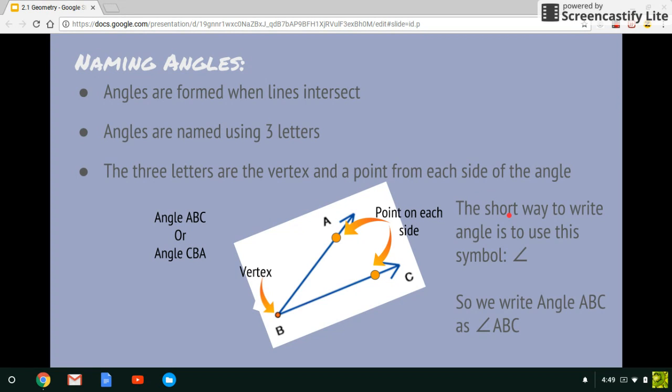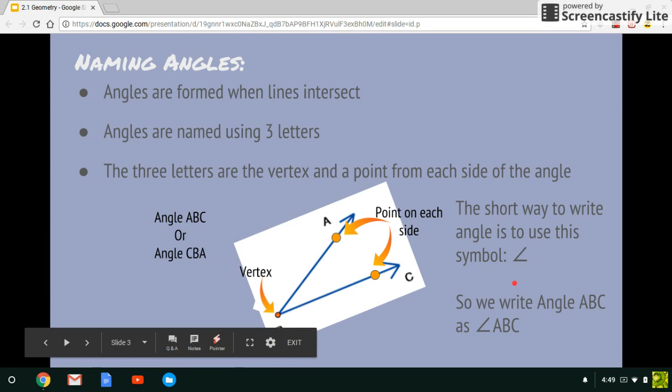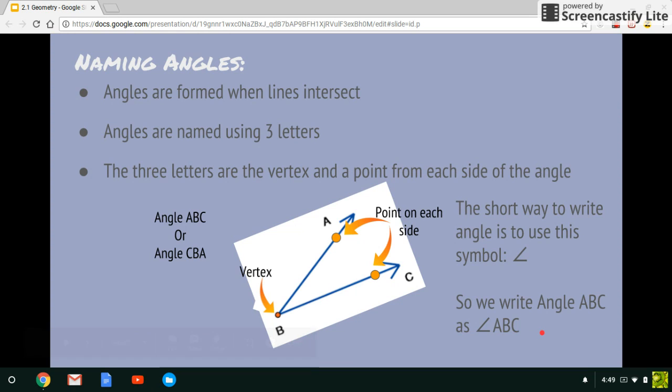And the shorter way to write angle is to use this angle symbol here. It's kind of like a bent L. It looks like an angle, right? So we write angle ABC as the angle symbol ABC to save our hands a little bit, because we don't want to write angle all the time.